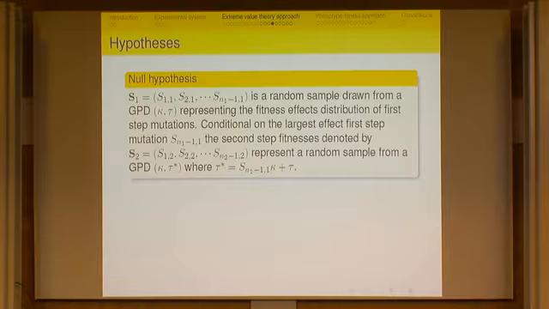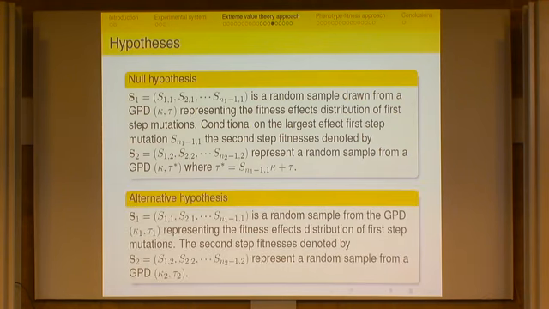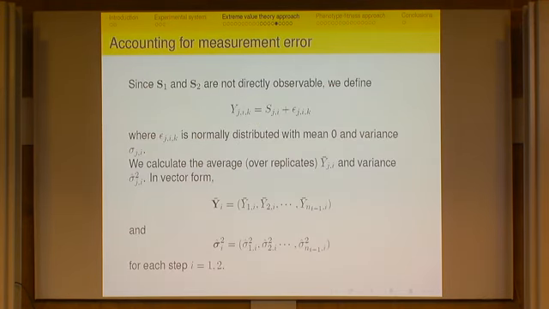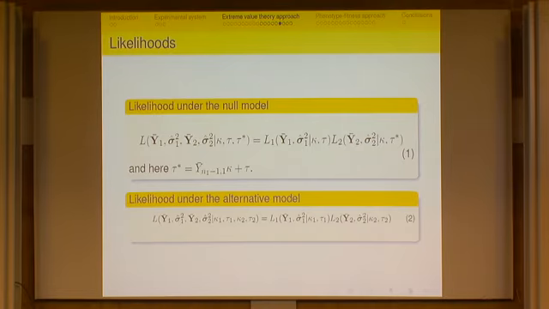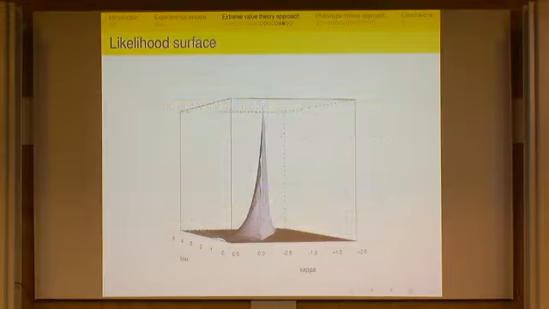So it took us quite a bit, but I'm just going to tell you that we tested whether or not one generalized Pareto distribution could explain both the first and second steps versus two generalized Pareto distributions, and then we added the noise factors and estimated the parameters and did the likelihood ratio. I'm going through this very fast. Isn't that a lovely likelihood surface?